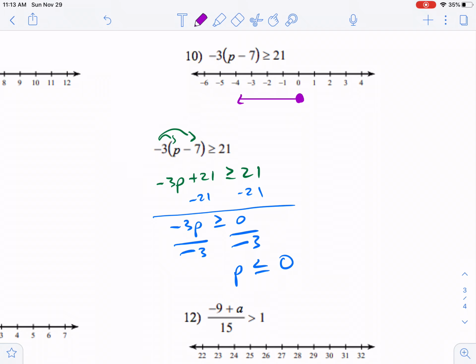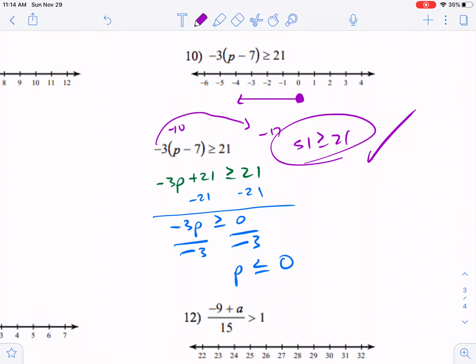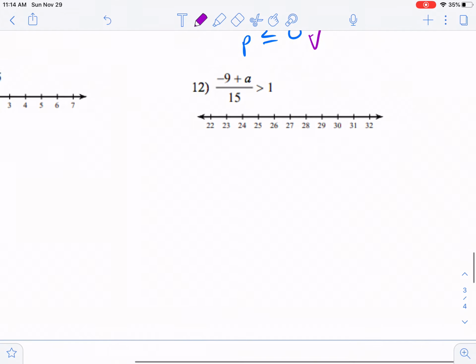Let's try negative, I don't know, 10. Negative 10 minus 7 is negative 17. Negative 17 times negative 3 is 30, 40, 51. 51 is greater than or equal to 21. That works. Anything less than 0. Make sense? That's it.